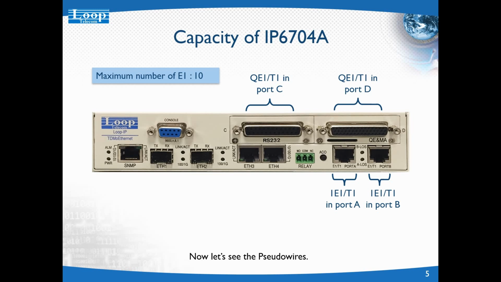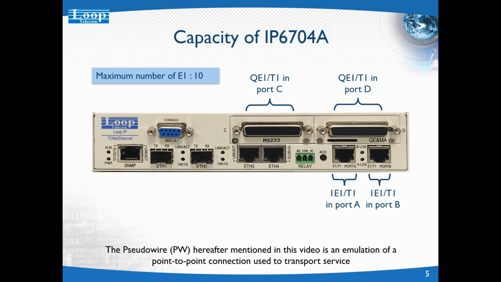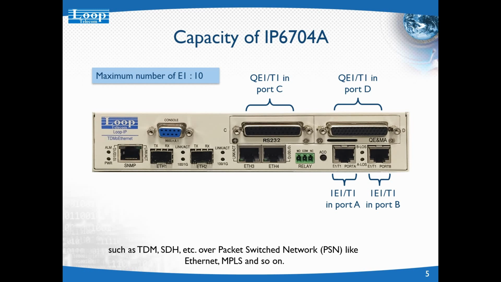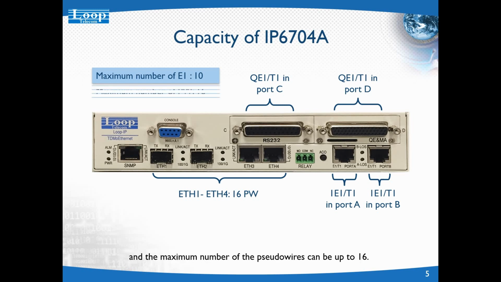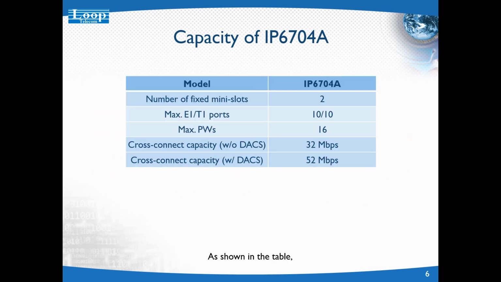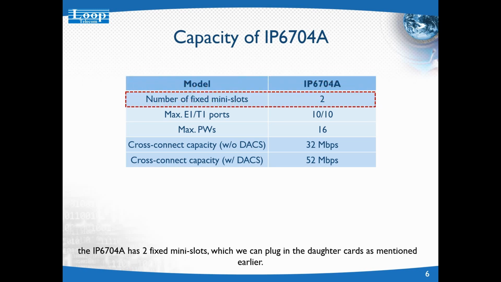Now let's see the pseudowires. The pseudowire hereafter mentioned in this video is an emulation of a point-to-point connection used to transport service, such as TDM, SDH, over packet switch network like Ethernet, MPLS, and so on. The IP6704A can provide pseudowires via one of the Ethernet ports here, and the maximum number of the pseudowires can be up to 16. As shown in the table, the IP6704A has 2 fixed mini slots, which we can plug in the daughter cards as mentioned earlier.